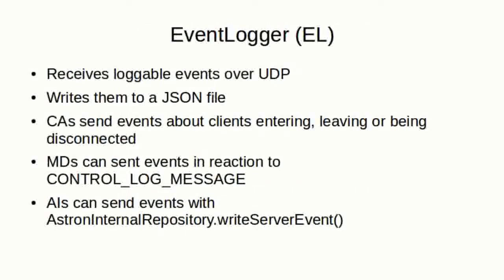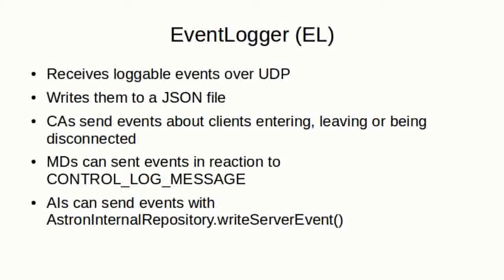Finally, there's the EventLogger, which is a bit of an odd case as it does not communicate with other roles internally. Instead, it listens to a port on which it receives loggable events as UDP packages, which it then writes into a JSON file. Currently, client agents send events to it about clients that enter, leave, or are disconnected from the network. There is also a message type, control log message, which will make the nearest MessageDirector send the message's payload to the EventLogger. Finally, Astron internal repositories also have the method writeServerEvent, which sends out such a message.